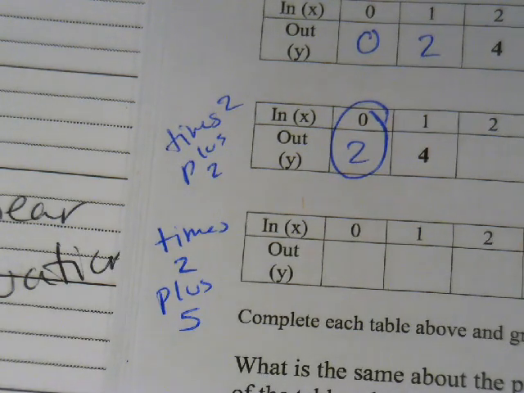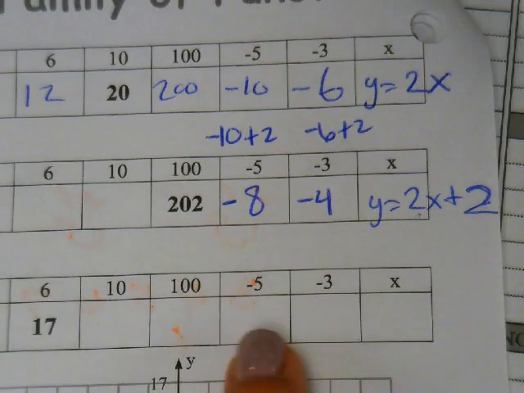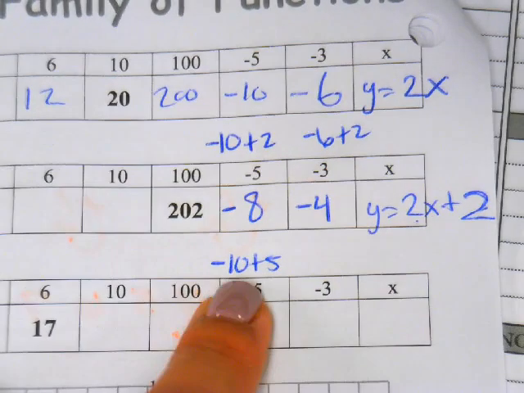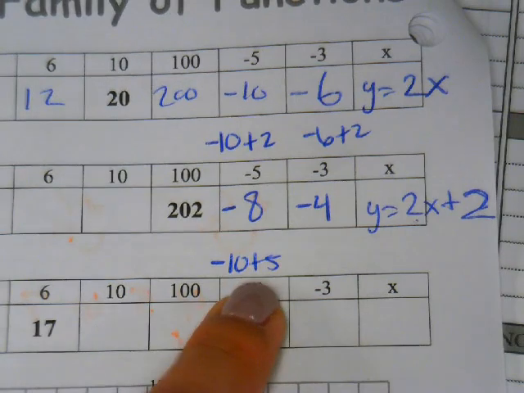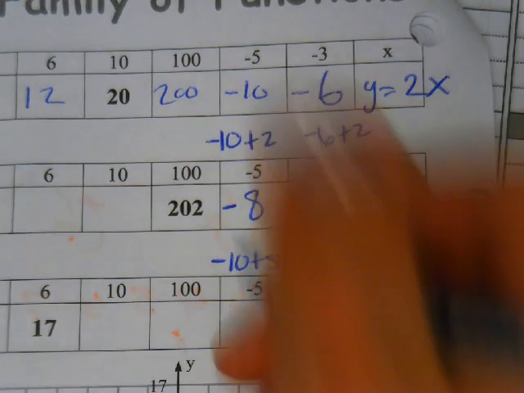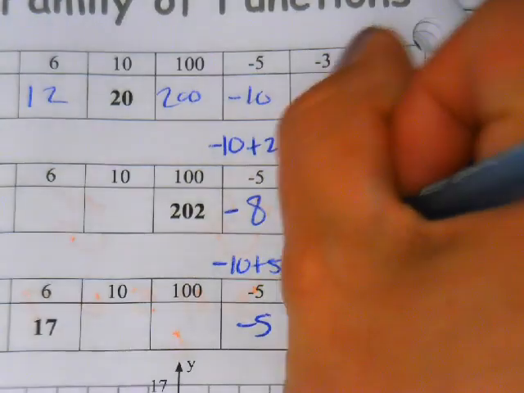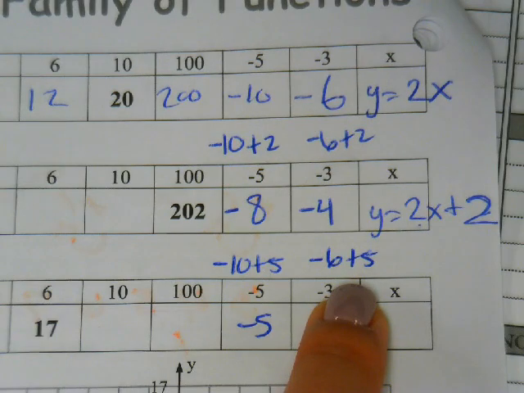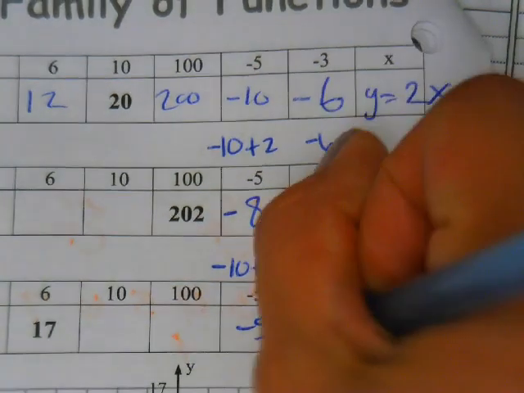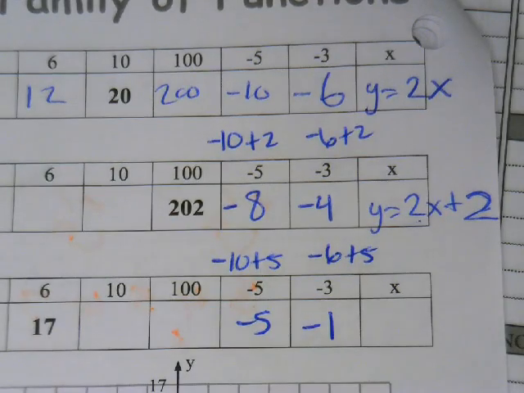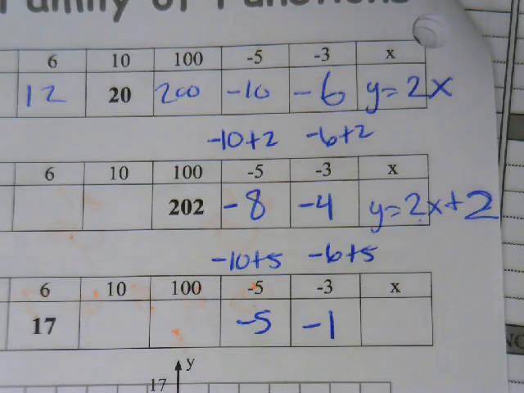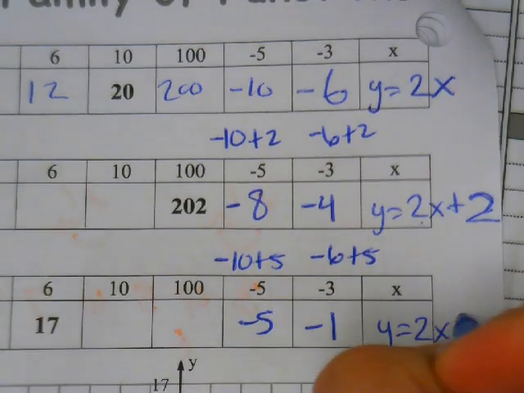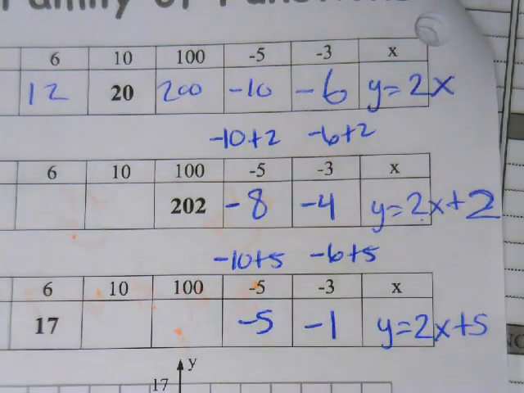All right, I'm sure you guys can all do the positive ones. Now let's do the negative. So -5, so it would be -10 plus 5. Guadalupe, what's -10 plus 5? Very good. Then you would get -6 plus 5. Ava, what's -6 plus 5? -1. Very good. So, Samantha, what's my equation for the very last one? Y equals 2x plus 5. Very good. Y equals 2x plus 5.